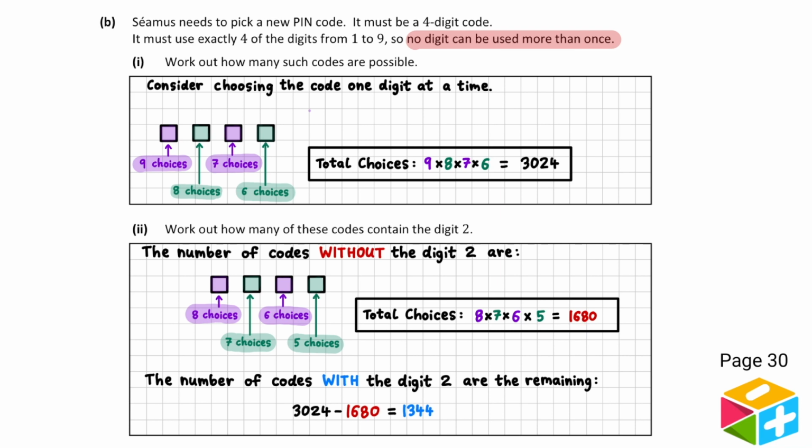In part 1, we saw that there were 3024 total codes. We found that 1680 of these do not contain the digit 2, so the remaining 1344 do contain the digit 2.